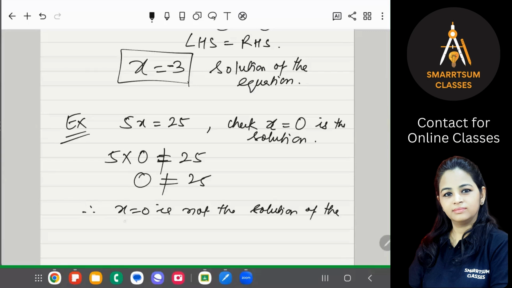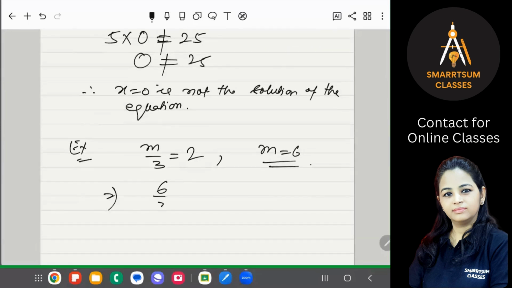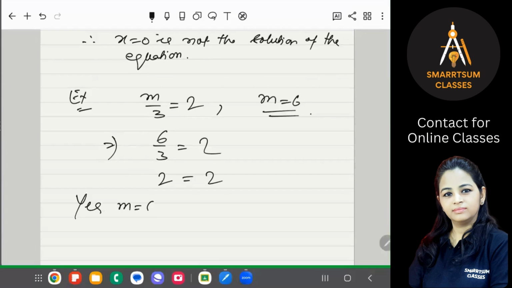Right? So in this way, you get questions in the exam where the value of the variable is given to you. Now you have to check whether this is a solution of the equation or not. So simply put that value and check that LHS and RHS are equal or not. If they are equal, that is a solution. If it is not, then this is not the solution. Is it clear? For example, again, suppose m upon 3 is equal to 2. Now we have to check whether m is equal to 6 is the solution or not. So put the value here, 6 upon 3, it is 2. Yes, both LHS and RHS are same. So yes, m is equal to 6 is the solution. Are you getting that? Right?